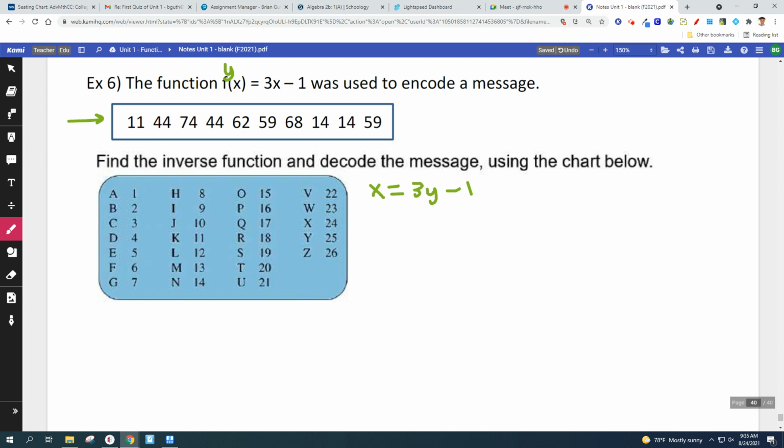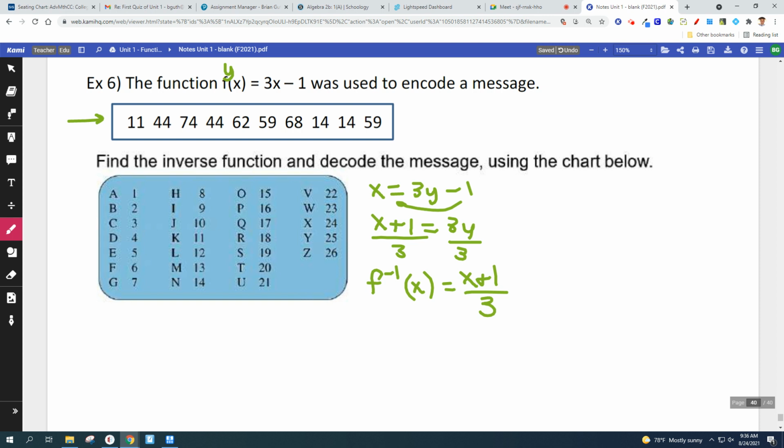Let's isolate y. So I'm going to add 1 and divide by 3. So my inverse, f inverse of x, equals (x plus 1) over 3. That's the inverse. Okay.